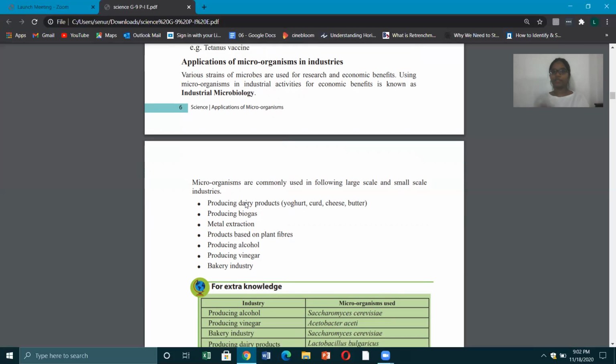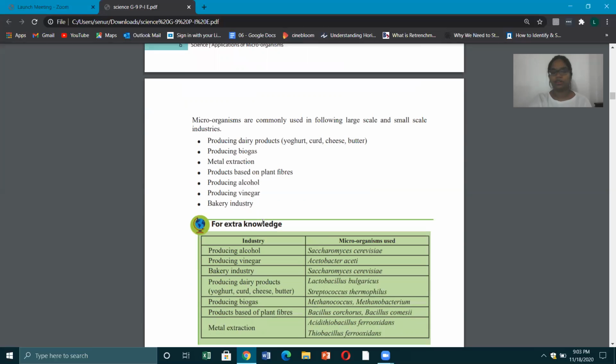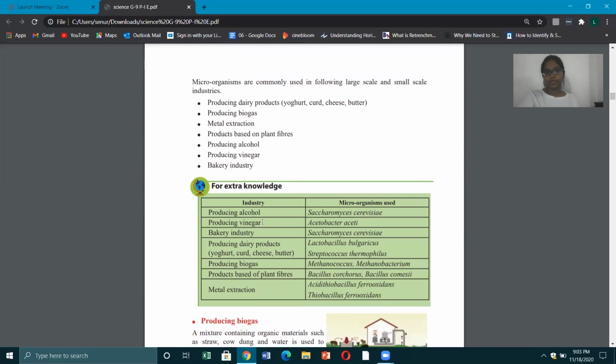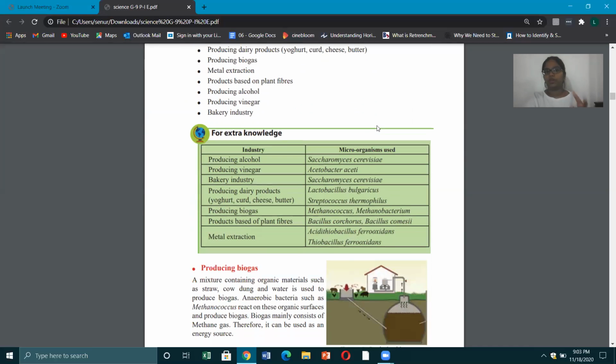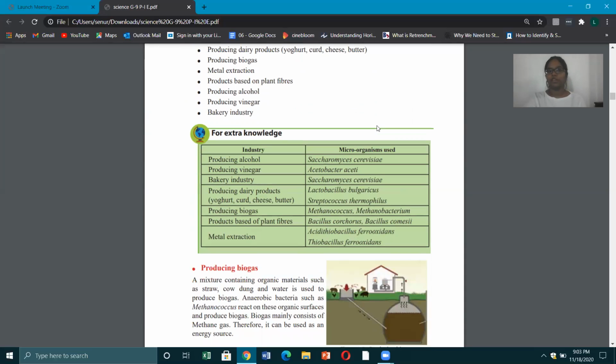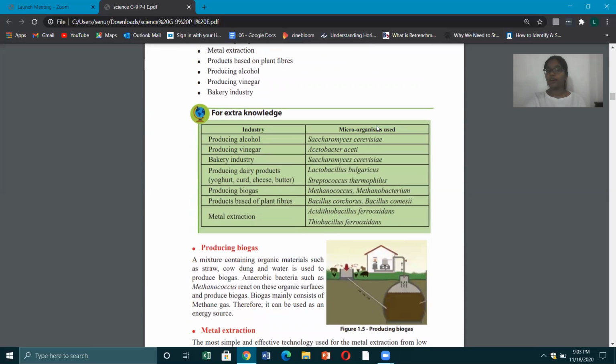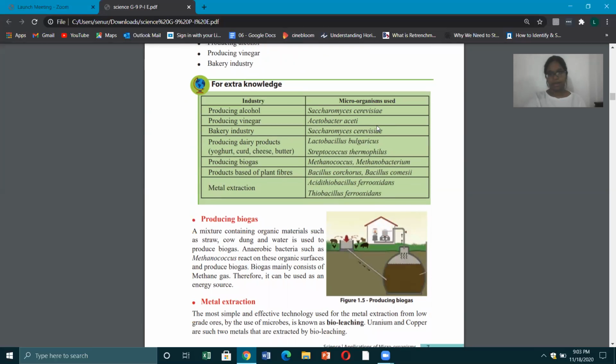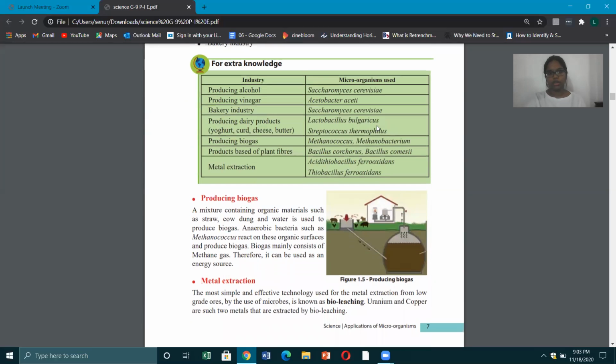You can save some kind of money if you use microorganisms. There are instances like that. So some industries are dairy products, yogurt, curd, cheese, butter. In order to produce them, you need a microbial culture. Also produce biogas, metal extraction, products based on plant fibers, producing alcohol, producing vinegar, bakery industry. So we'll be talking about it now here.